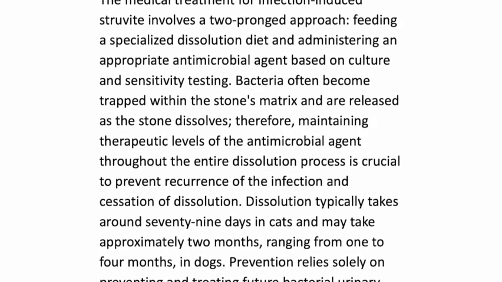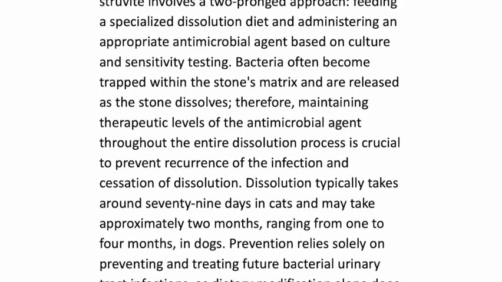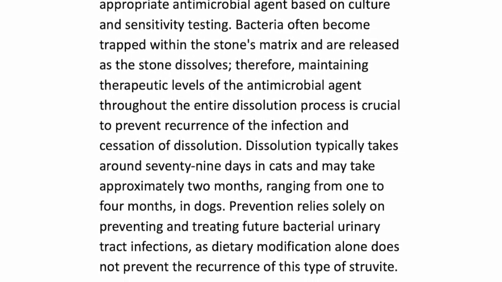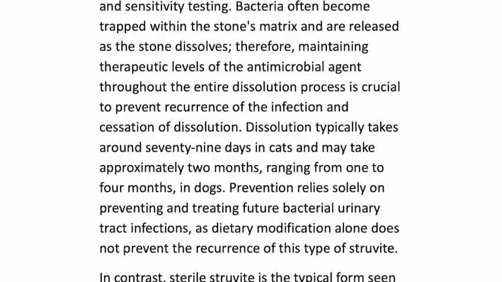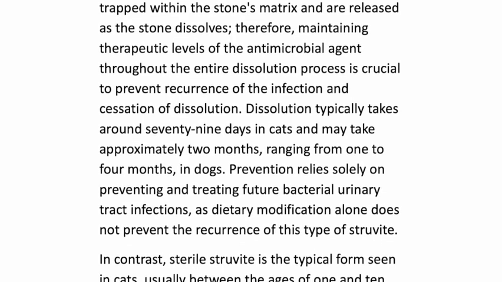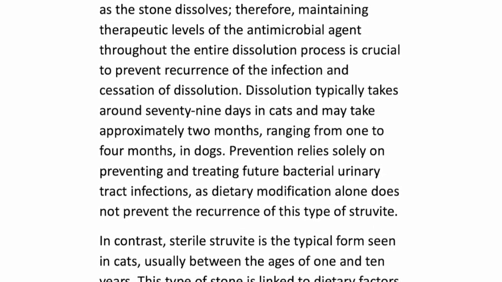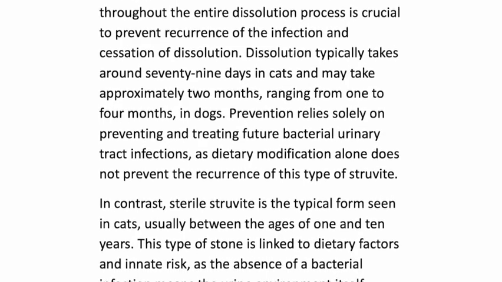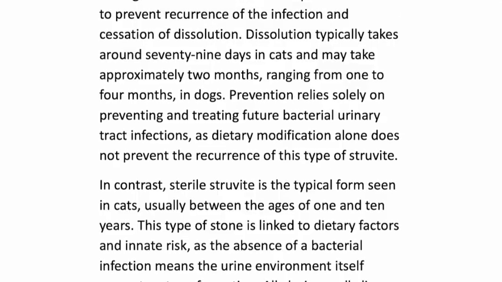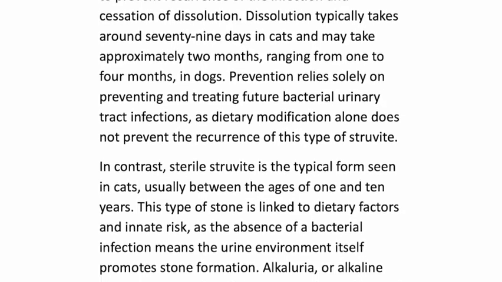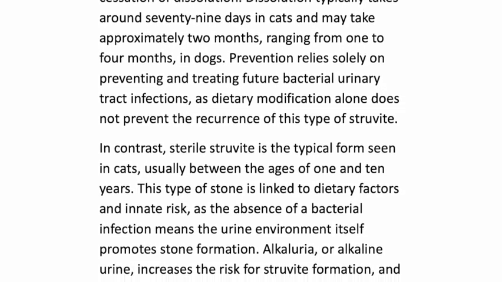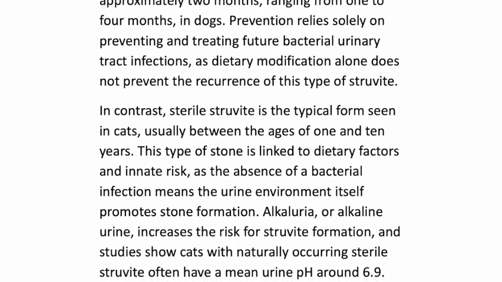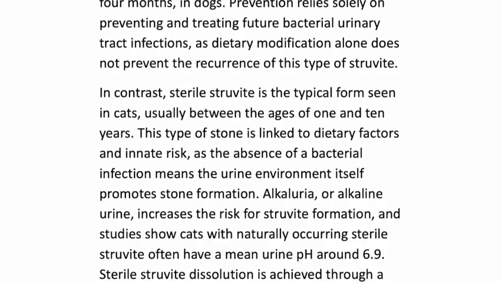Dissolution typically takes around 79 days in cats and may take approximately 2 months, ranging from 1 to 4 months in dogs. Prevention relies solely on preventing and treating future bacterial urinary tract infections, as dietary modification alone does not prevent the recurrence of this type of struvite. In contrast, sterile struvite is the typical form seen in cats, usually between the ages of 1 and 10 years. This type of stone is linked to dietary factors and innate risk, as the absence of a bacterial infection means the urine environment itself promotes stone formation.